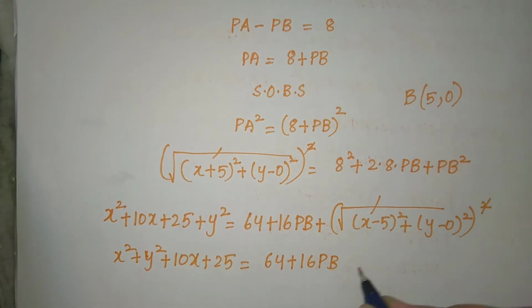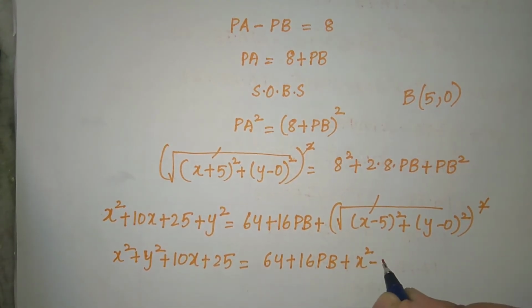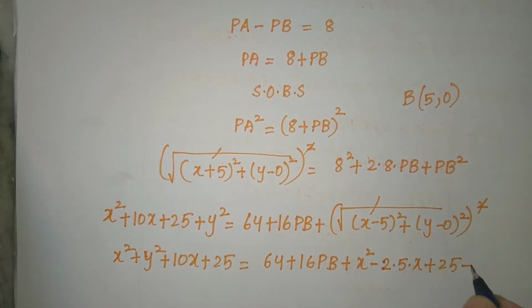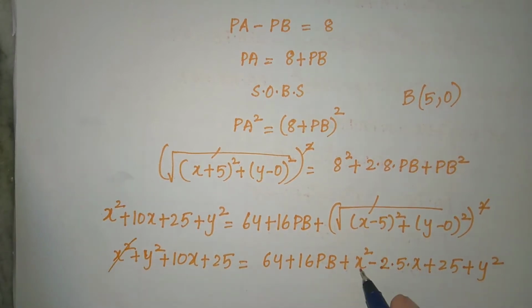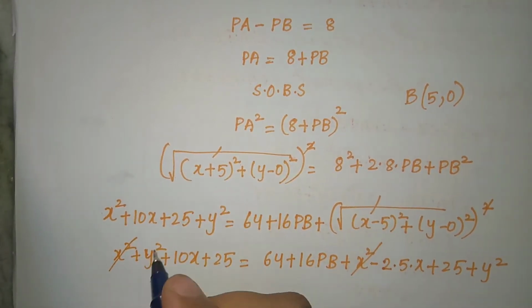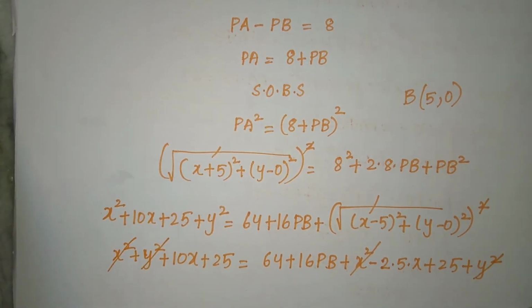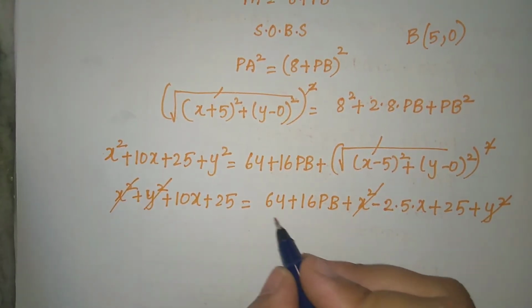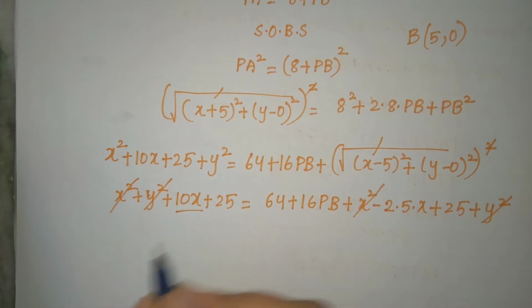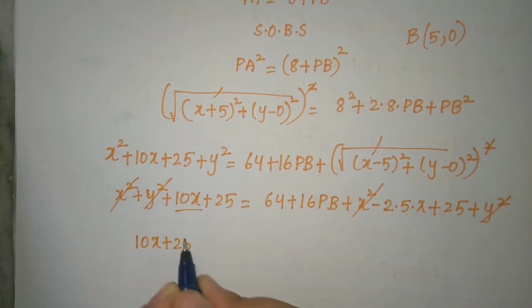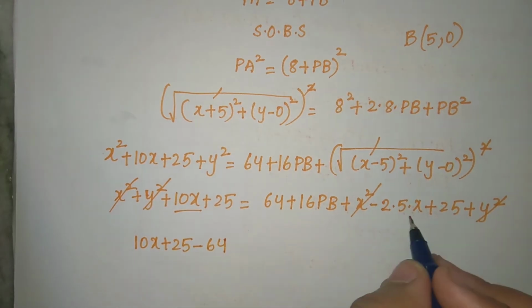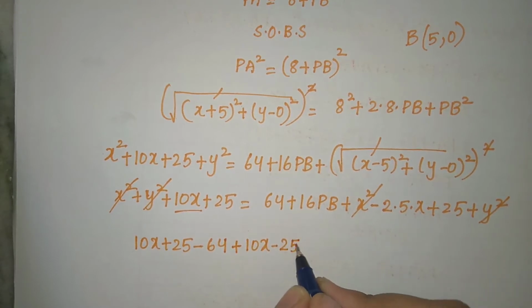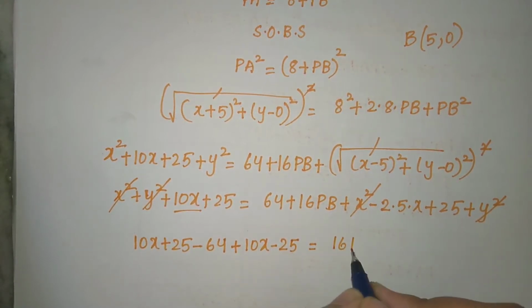Square and root will get cancelled and we have remaining terms x square minus 2 into 5 into x plus 25 plus y square. x square, because they are on different sides, will get cancelled. y square will get cancelled. And take all the terms to one side. So here you have 10x plus 25, so minus 64, plus 10x minus 25 is equal to, here we have only 16 PB.